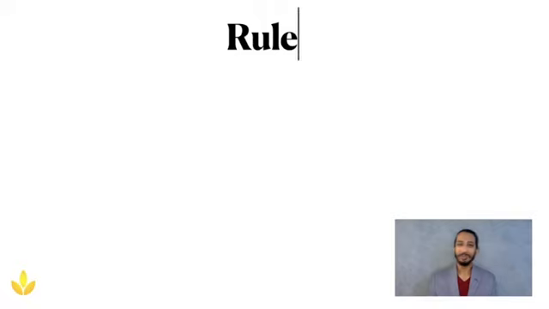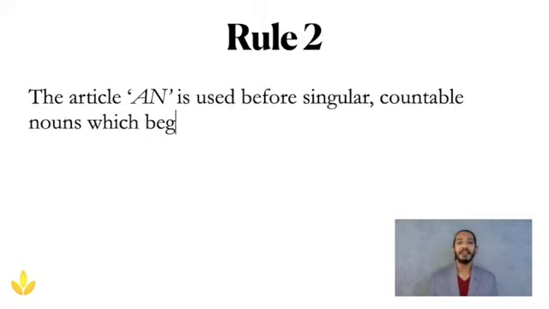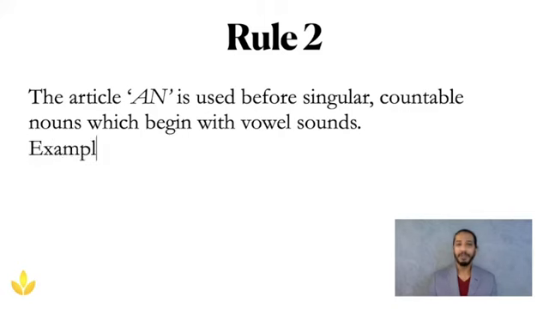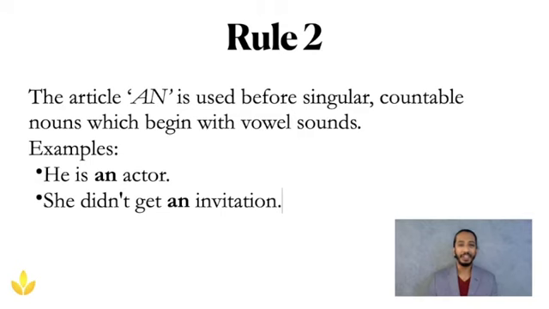Rule number 2. The article an is used before singular countable nouns which begin with vowel sounds. For example, he is an actor. She didn't get an invitation. I saw an eagle at the zoo.